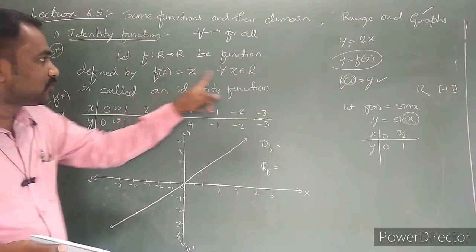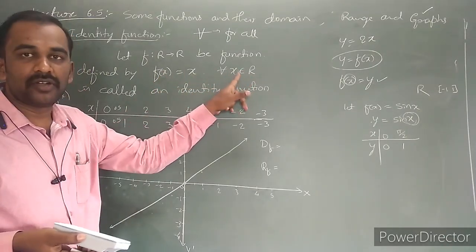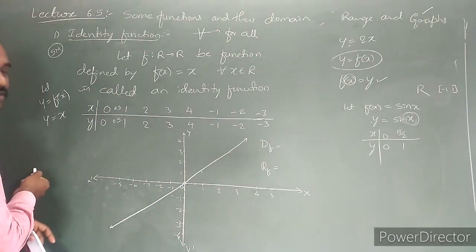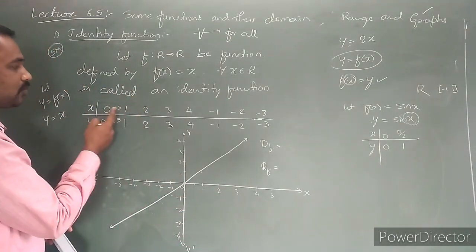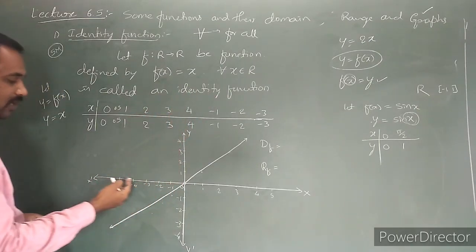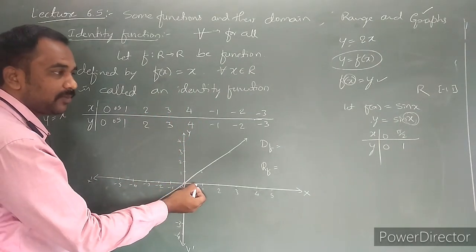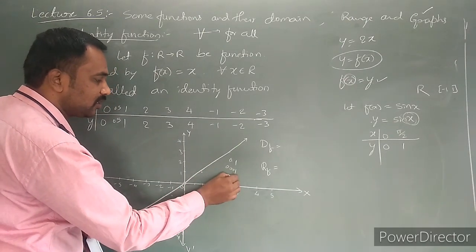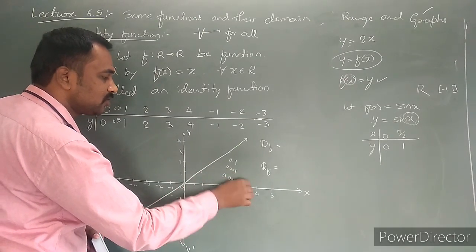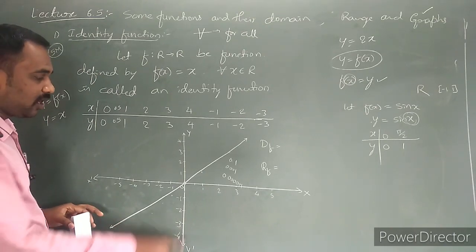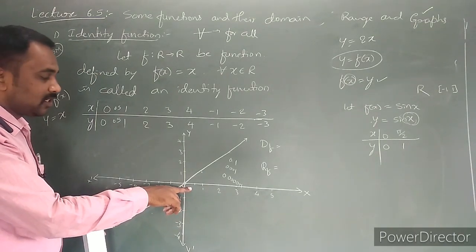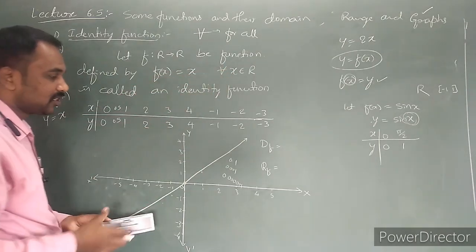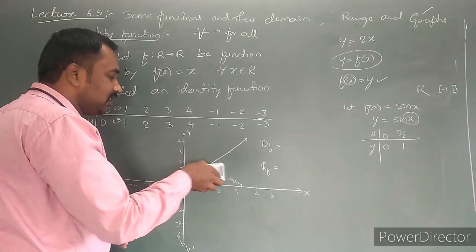What are the x values you are choosing? All the real numbers you are choosing. Not only 1, 2, 3, 4 or -1, -2, -3, -4, but also 0.5, 0.1, 0.001, 0.00000000001. All the x values you are taking without leaving any number. So all the real numbers you are choosing. These are all the domain.